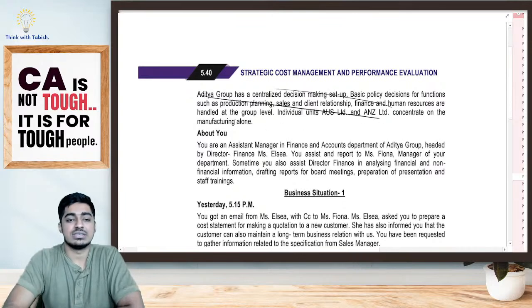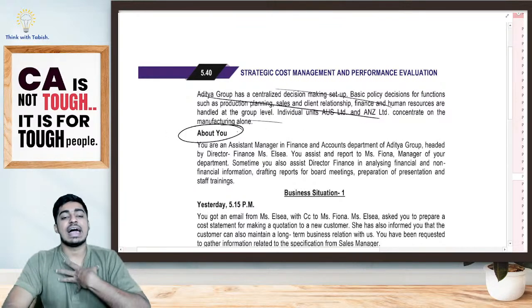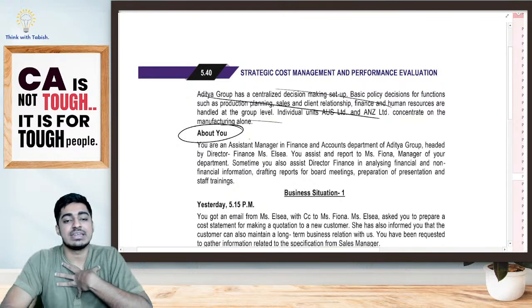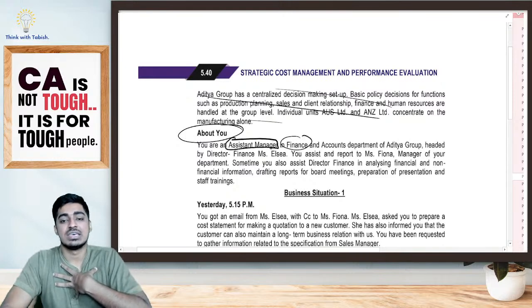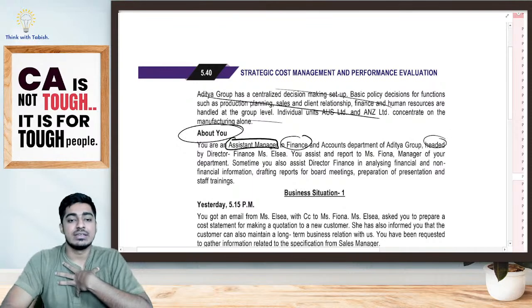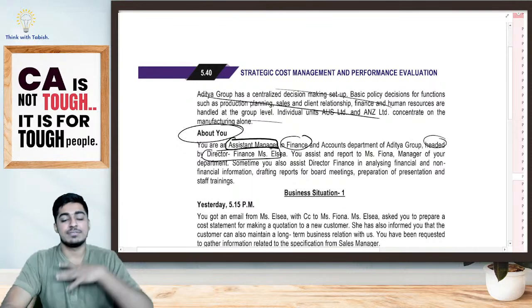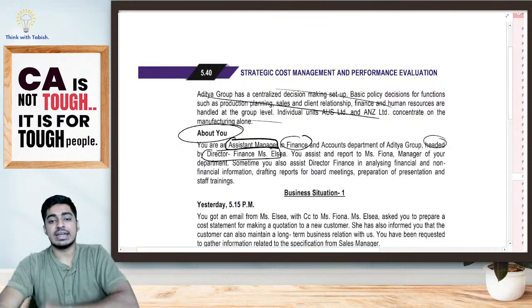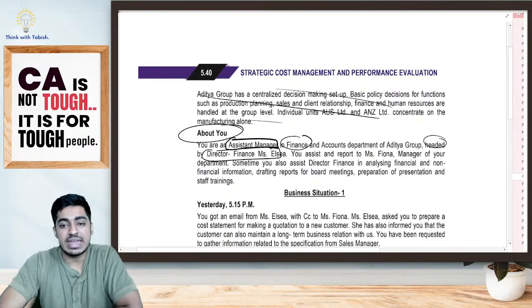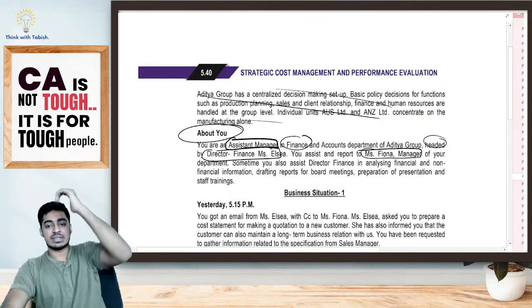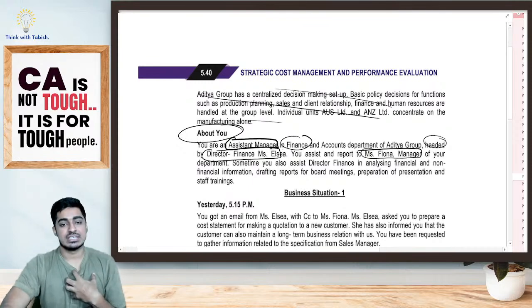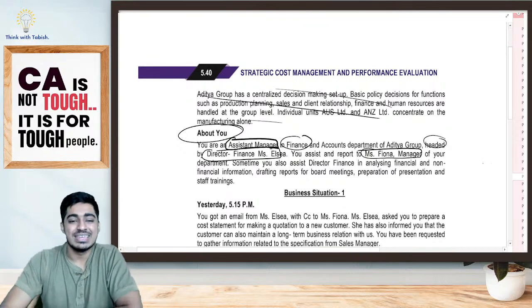Nothing is there. See, about you, who are we? I am the assistant manager. We are the assistant manager in finance, which is headed by director of finance LC. Under that there is Miss Fiona, who is the manager. There is the director of finance, under that there is the manager, under that I am there. Sometimes I also assist the director of finance. Okay, all of that is fine.